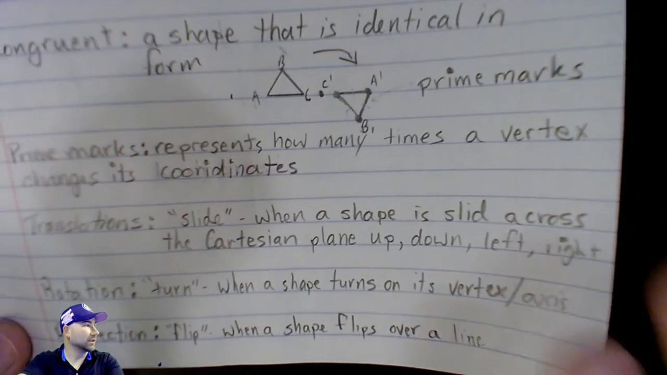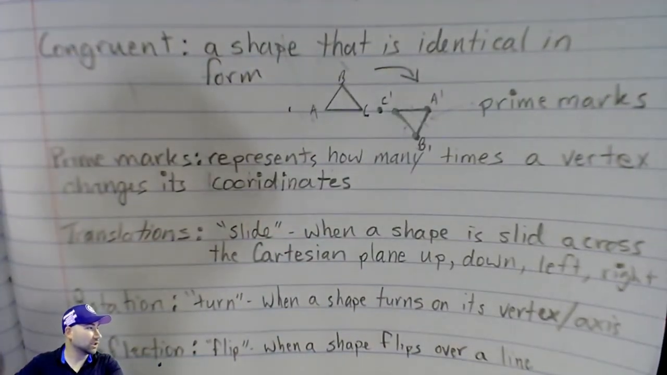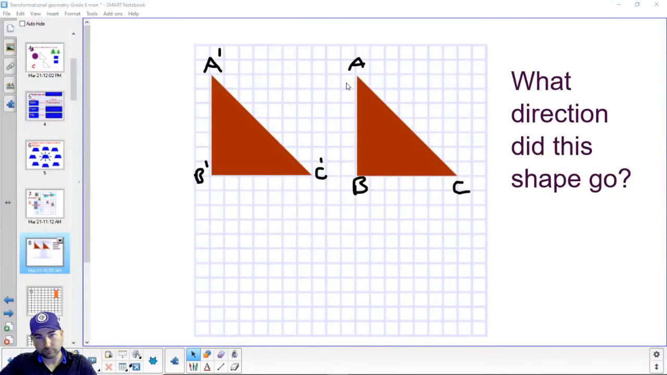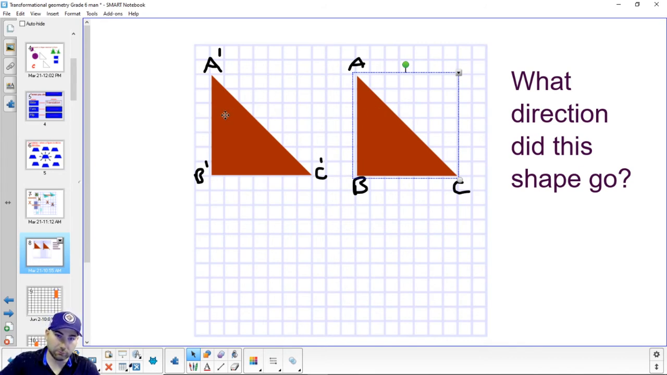A prime mark represents how many times a vertex changes its coordinates. So let's take a look here. This polygon, right angle triangle, is translating to become this polygon or right angle triangle because they are the same triangle, they just translated to the left. Now, the coordinates changed once as per the directions.